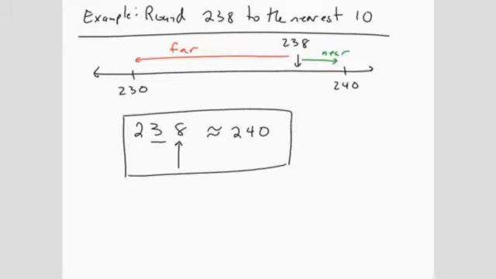So here are the rules again. If the arrow is pointing at a number between 0 and 4, you round down. If it's pointing to a number between 5 and 9, you round up.